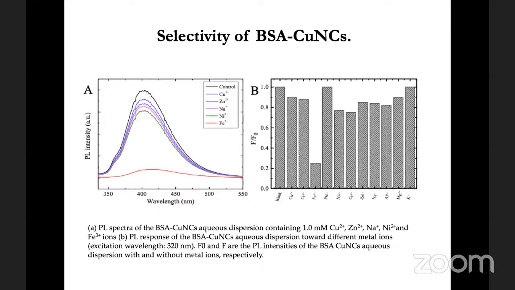The right side shows the PL intensity in the presence of different other ions, which shows that for Fe3+ the intensity is extremely small in comparison to other ions.